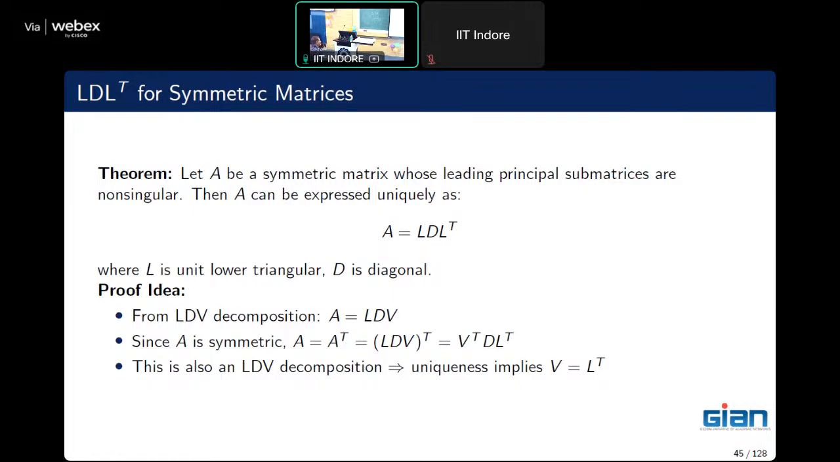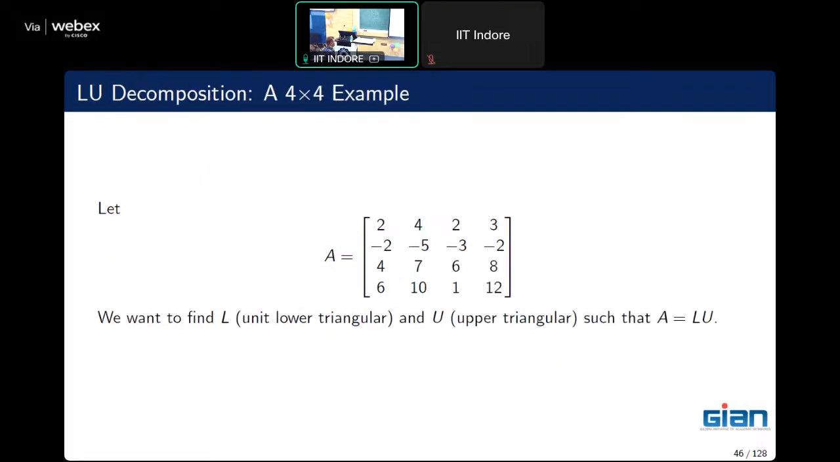The idea is this: A equal to A^T, so A equal to LDU and also A equal to U^T D L^T. This is also an LDU decomposition, and the uniqueness implies U equal to L transpose. So this is a quick proof of these equations, because A equal to A transpose.